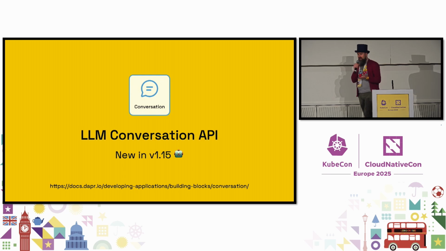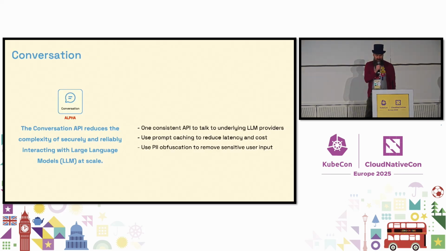Another new thing in 1.15 is the LLM conversation API. So as you can imagine, you get one consistent API to talk to different LLM providers. And what Dapr does in addition to that is it provides prompt caching to save you some latency and some cost. And you can also enable PII obfuscation. So you can obfuscate sensitive user input like credit card details or emails and so on.